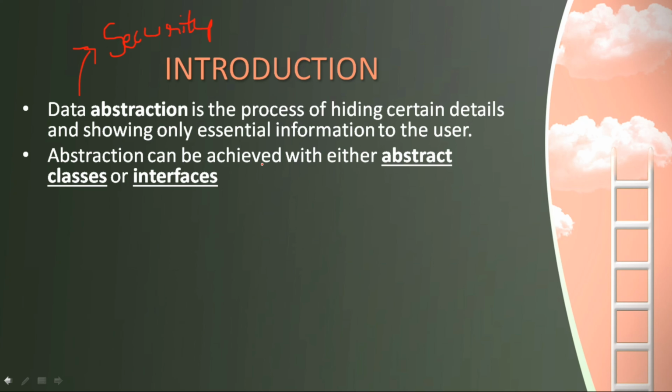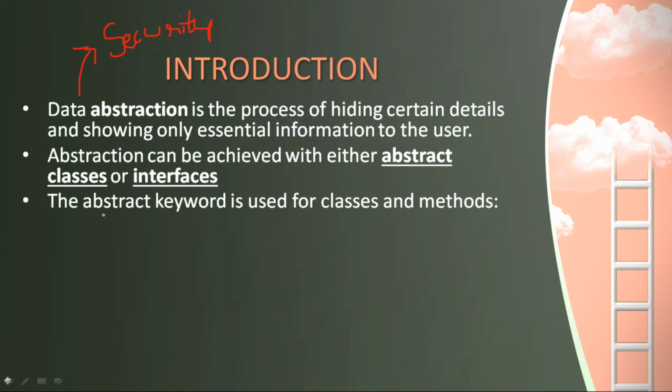Abstraction can be achieved with either abstract classes or interfaces. So abstraction can be achieved by using abstract classes or by using interfaces. The abstract keyword is used for classes and methods.